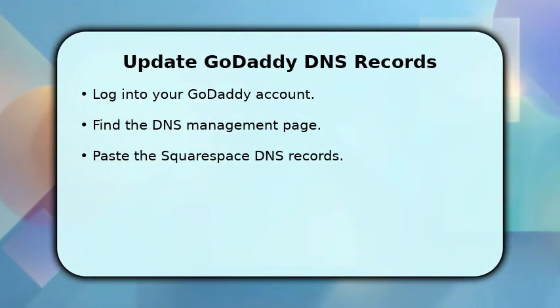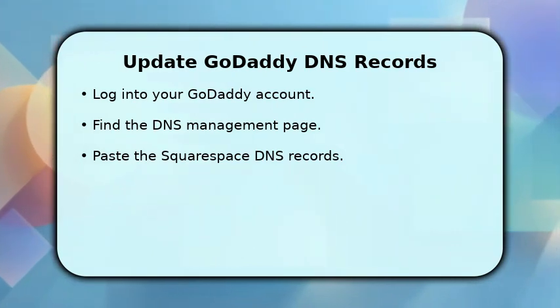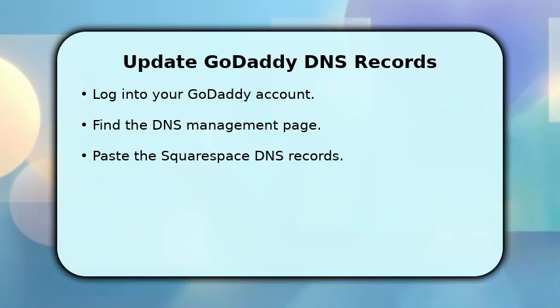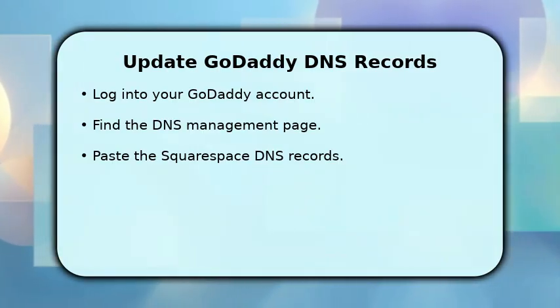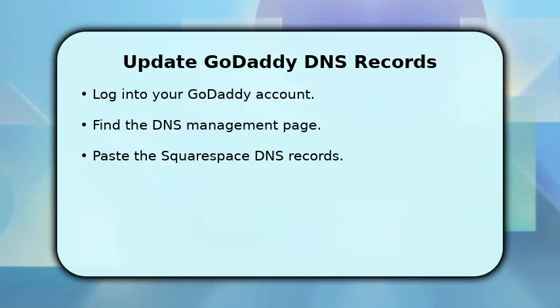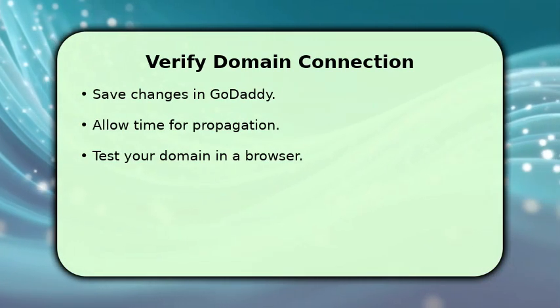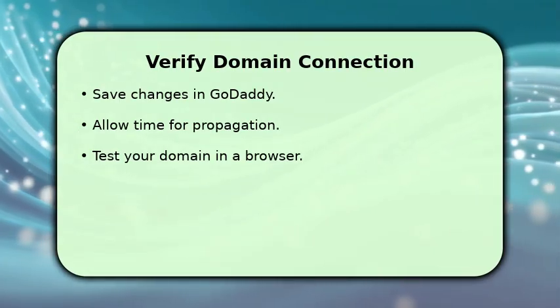Now, head over to your GoDaddy account. Once logged in, find the domain you wish to connect and look for the DNS management or zone file editor. This is where you will input the information you copied from Squarespace. Carefully paste the Squarespace DNS records into the corresponding fields in GoDaddy. Double-check for any typos to ensure a smooth transition. After pasting the records, remember to save all your changes within GoDaddy.